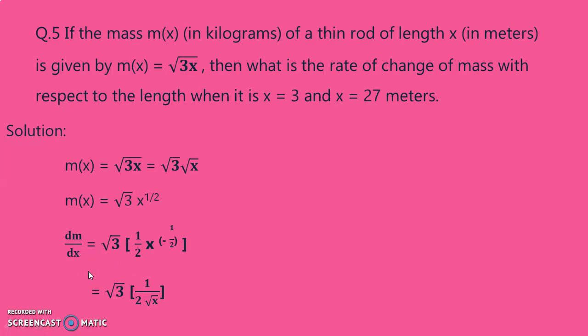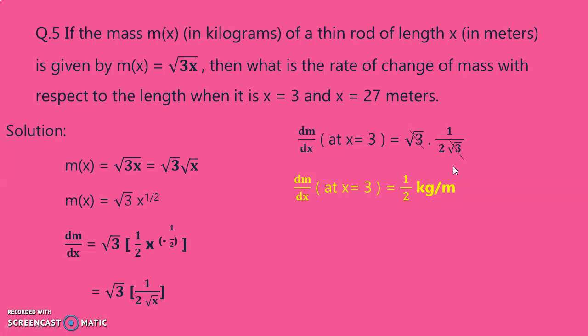So now we have found out what your dm by dx is. But what we have to find is dm by dx when x is equal to 3 and x is equal to 27 meters. So your dm by dx at x equal to 3 will be equal to square root of 3 into 1 by 2 into, in place of x we have to substitute 3. Therefore, square root of 3 into 1 by 2 into square root of 3. Your square root of 3 and square root of 3 will get cancelled. Therefore, your answer will be 1 by 2.